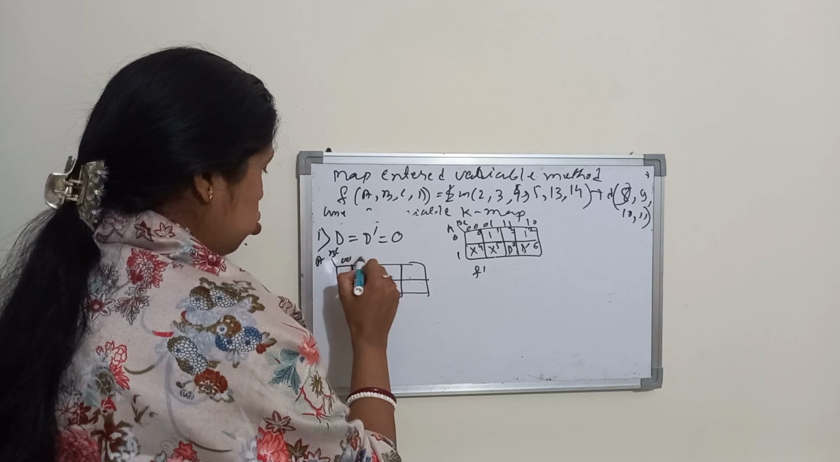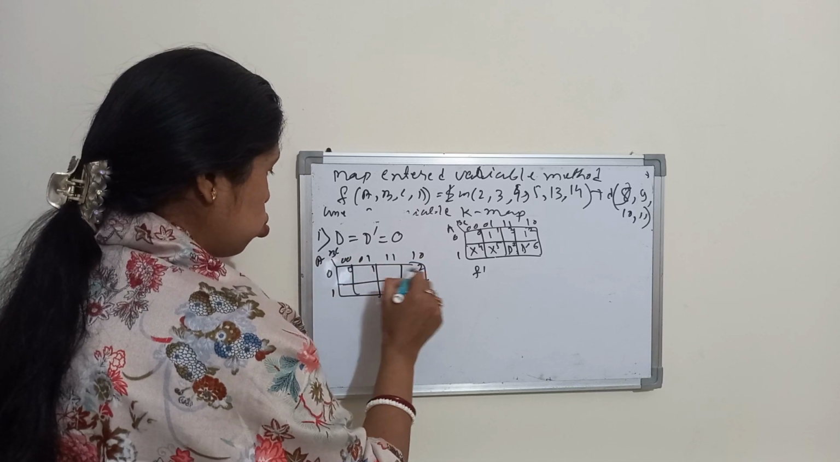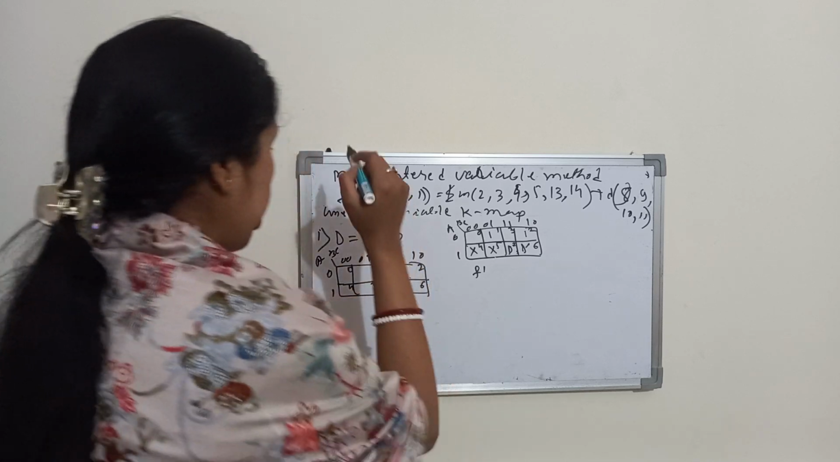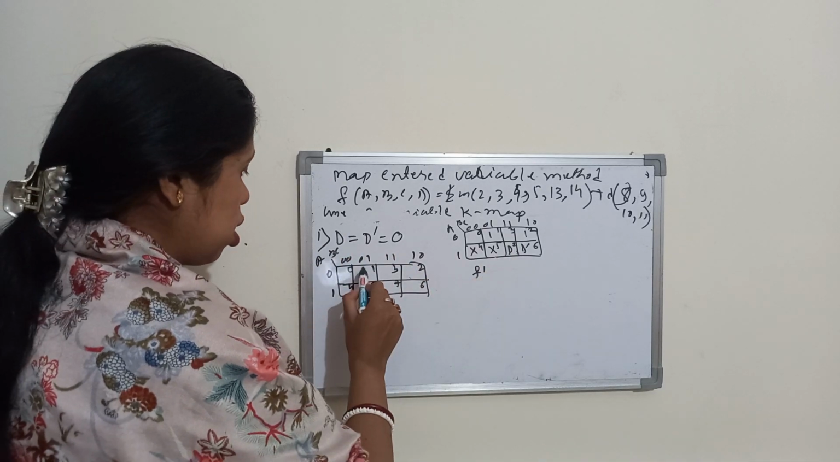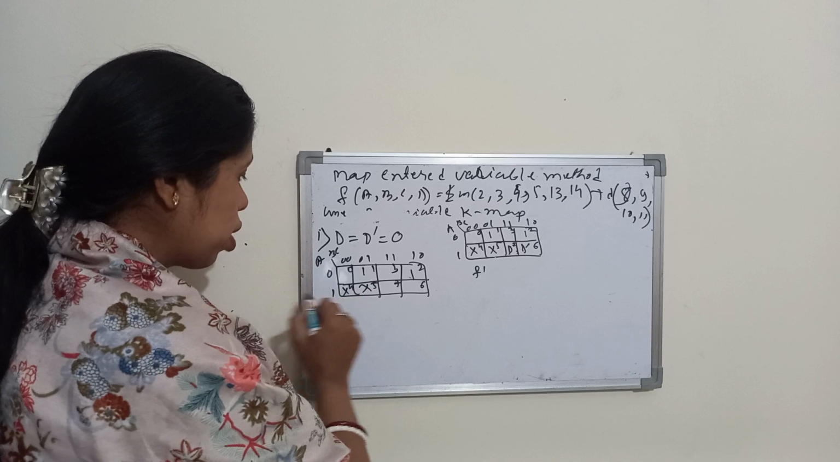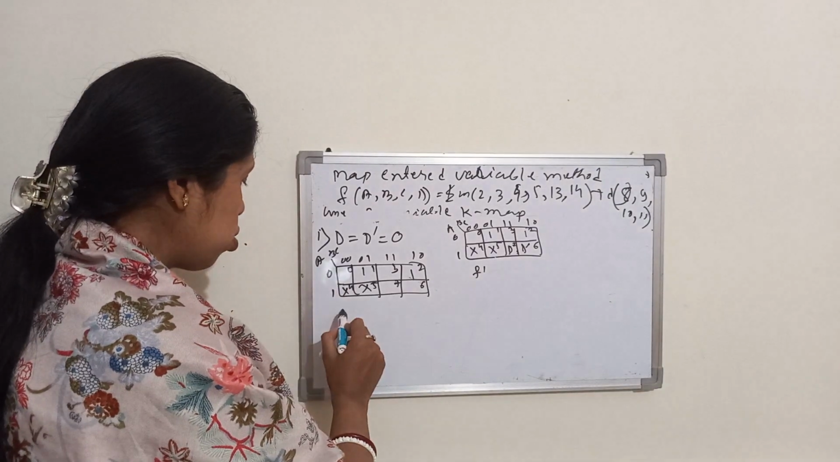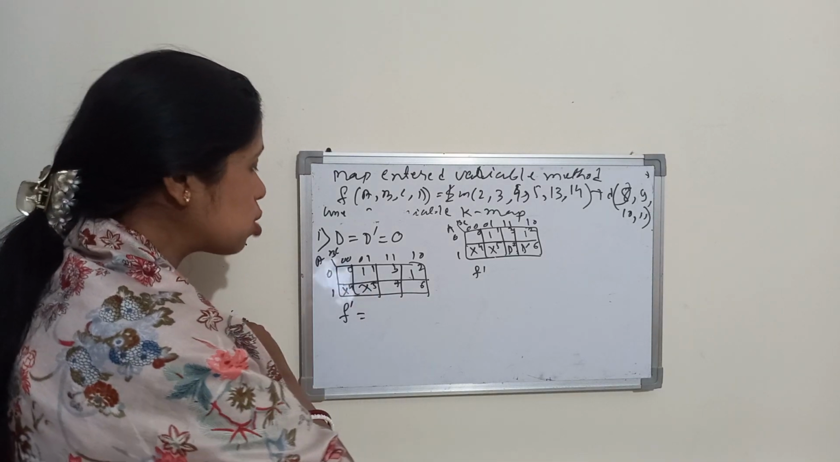B, C, 0 0, 0 1, 1 1, 1 0, and 0 1, with cells 0 1 2 3 4 5 6 7. So if my d and d prime are 0, then I will not consider these two, right? These are 0, so that means I will not consider them. Now I am writing the expression from this K-map.